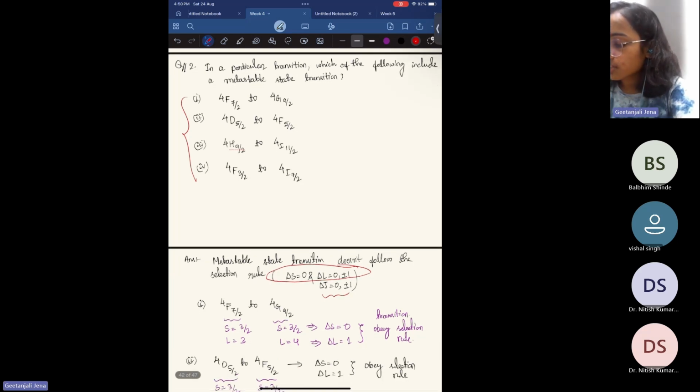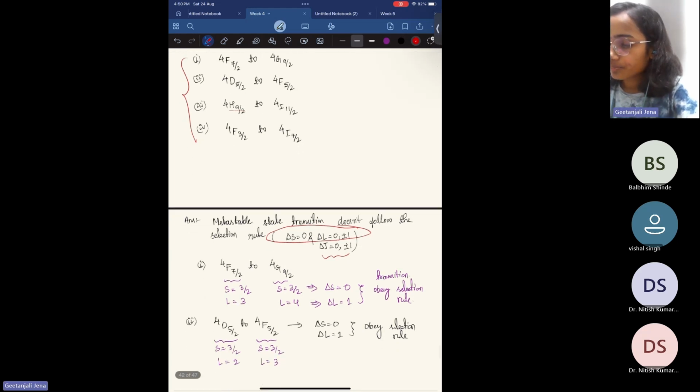Okay. So for this problem, you have to check in which transition the selection rule is not obeyed. If the selection rule is not obeyed, that means you can tell there is an involvement of a metastable state during this transition.